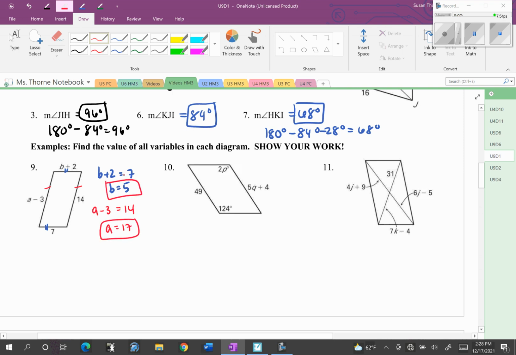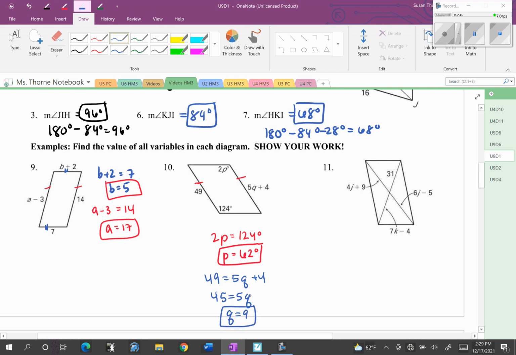Looking at question number 10. So for this one, we know that opposite angles have to be congruent. So 2P is equal to 124 degrees. So divided by 2, we get P is equal to 62 degrees. And then, of course, these sides have to be equal. So we have 49 equals 5Q plus 4. So subtract the 4, we get 45 equals 5Q, divide by 5, and Q equals 9.